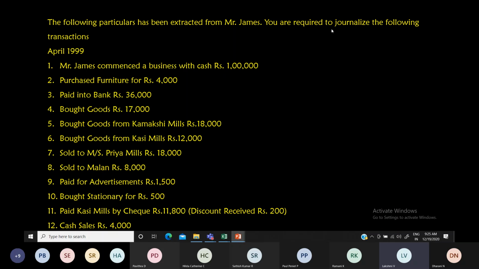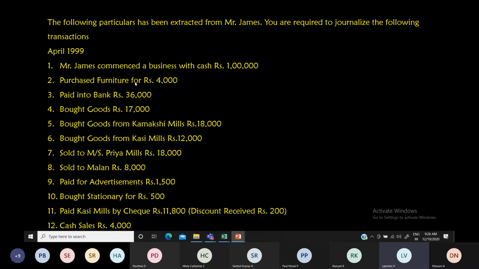So if they have given only journal entries, we will be stopping with journal entries. If they are mentioning pass journal entries and post them into ledger, you have to pass journal entries, then we will be preparing the ledger accounts. Or else if they straight away give post entries in ledger, we will be straight away posting in ledger. So through practice you will be easily getting that.